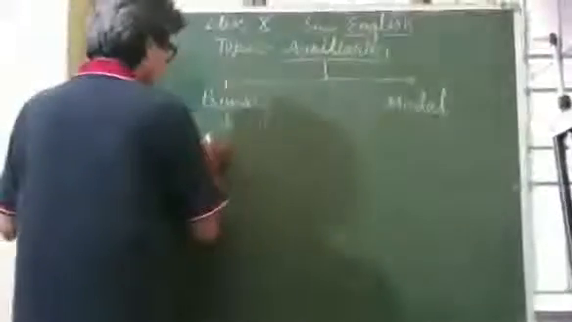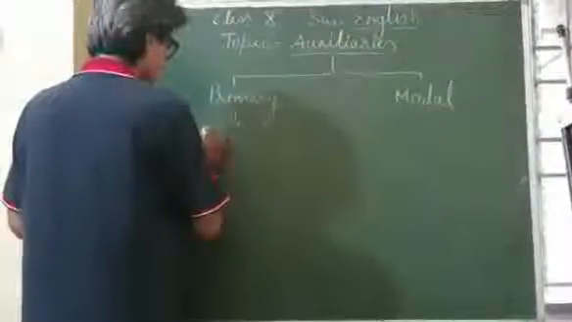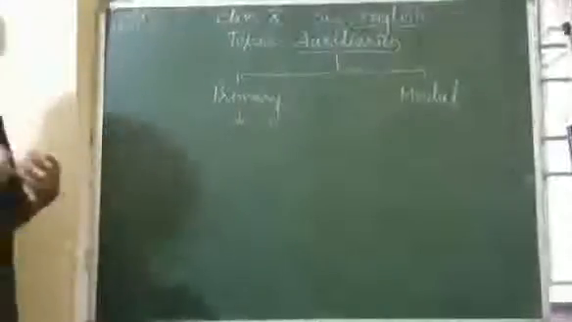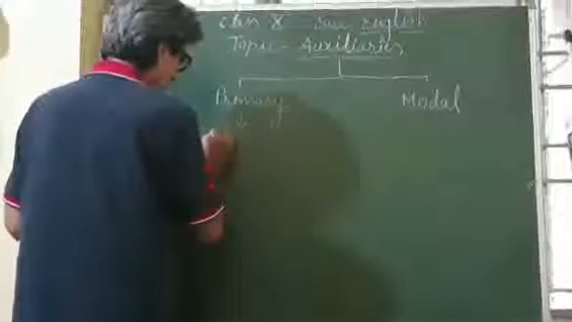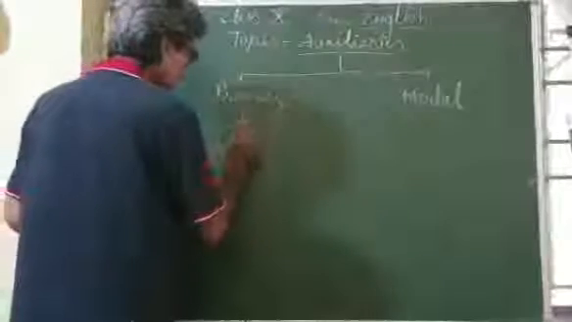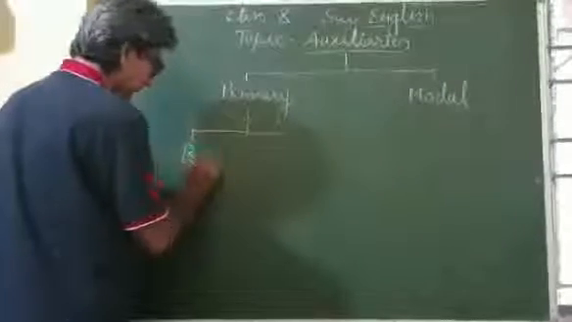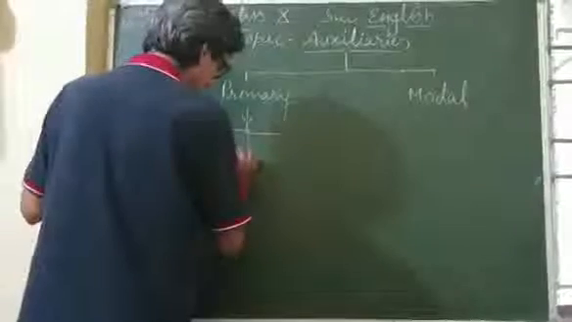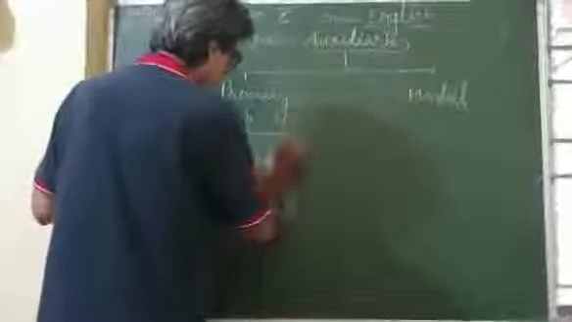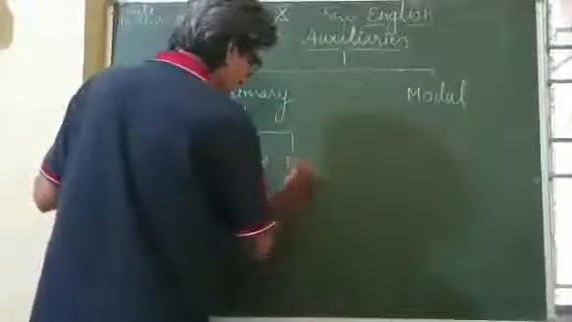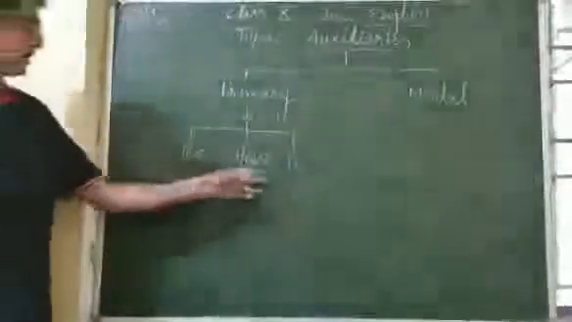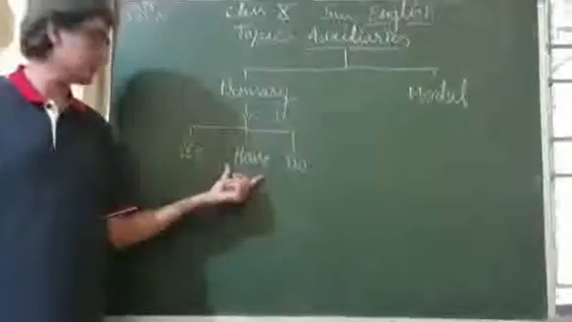The primary auxiliaries are further divided into three. The primary auxiliaries are usually three. One is be, the second one is have, and the third one is do. These three are the primary auxiliaries.